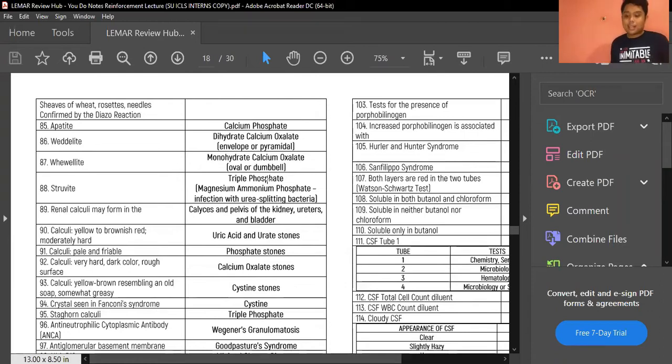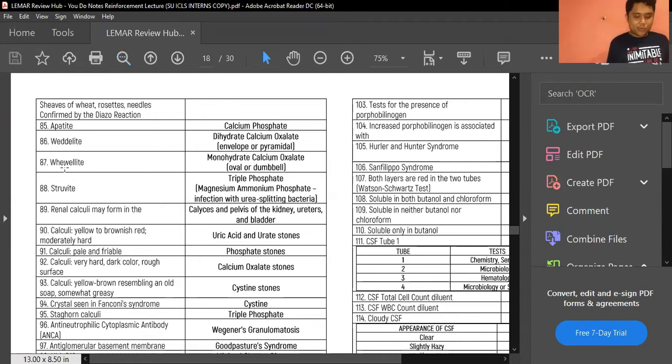Okay, next you have apatite. Again, the other name is calcium phosphate. Brushite and hydroxyapatite, that's calcium phosphate. Weddellite, as we mentioned, letter D, the one with more D, dihydrate. Whewellite, letter M, the W can be flipped into a letter M. It's complicated, but just remember the one with more D. So weddellite is dihydrate, and therefore whewellite is monohydrate. Struvite, of course, is your triple phosphate. Take note, magnesium ammonium phosphate, from infection with urea-splitting bacteria, especially Proteus.